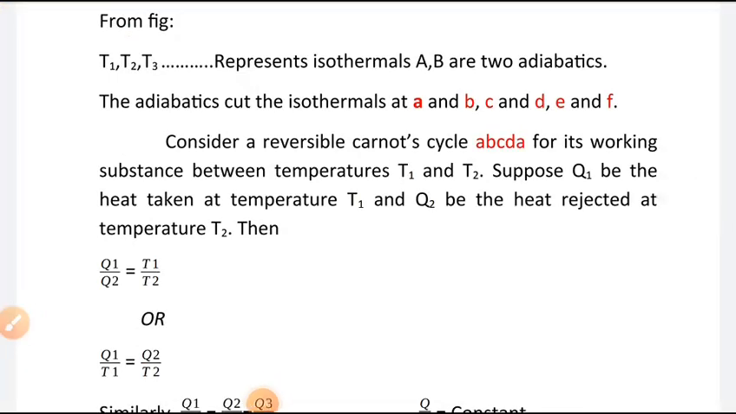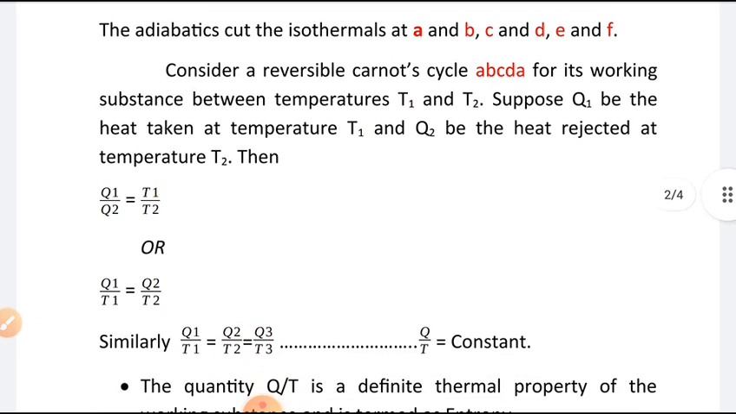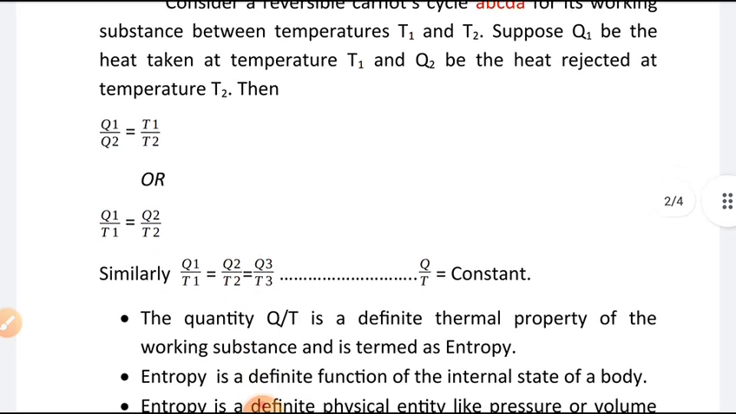Then Q1 by Q2 equals T1 by T2, or this can also be written as Q1 by T1 equals Q2 by T2. You know that efficiency can be written as eta equals 1 minus Q2 by Q1. Then it can also be written as 1 minus T2 by T1. With the help of that equation, we write Q1 by Q2 equals T1 by T2, or Q1 by T1 equals Q2 by T2.